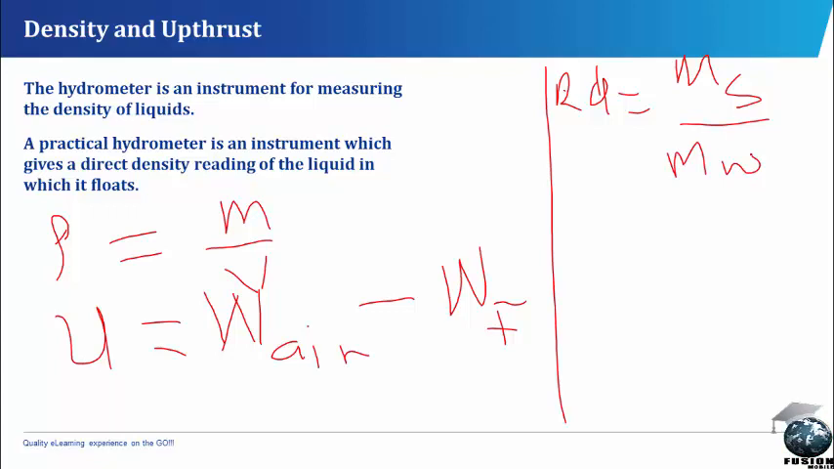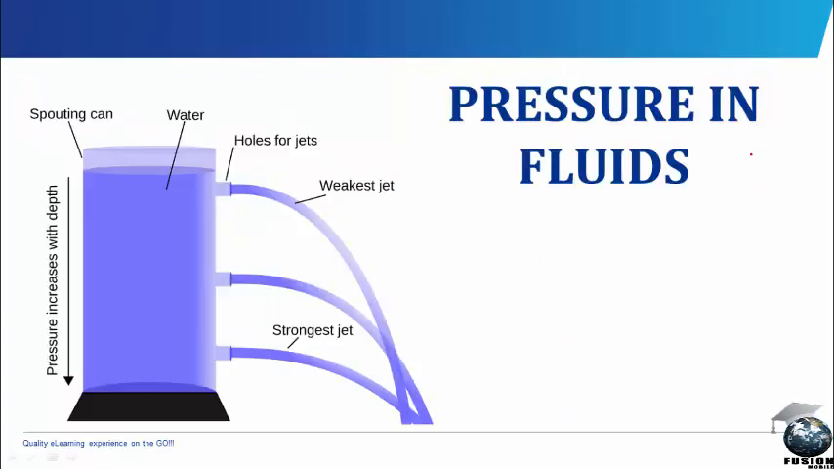Now I would like you to pick up your textbook and have a detailed study immediately on relative density. From there, we'll now move into pressure in fluids. Look at that wonderful diagram there. The spouting can, the water, hose for jets, weakest jets, strongest jets. We will discuss all this in detail as we move into the next topic.